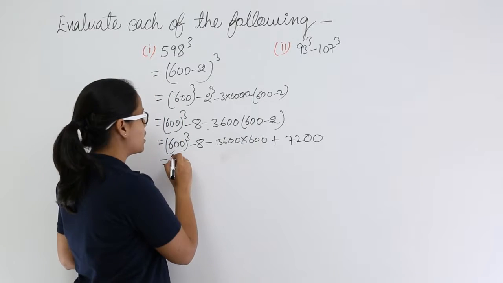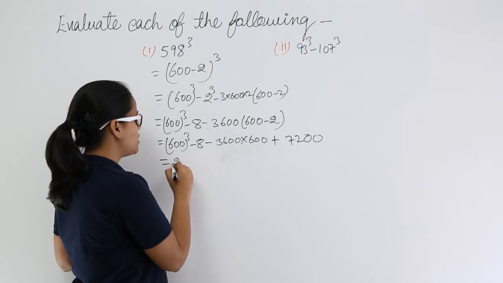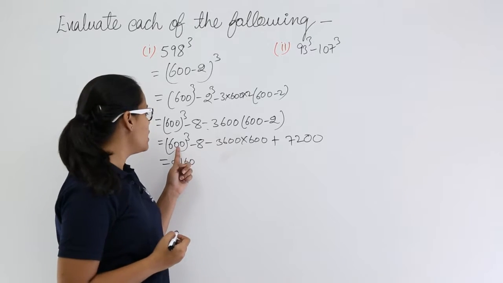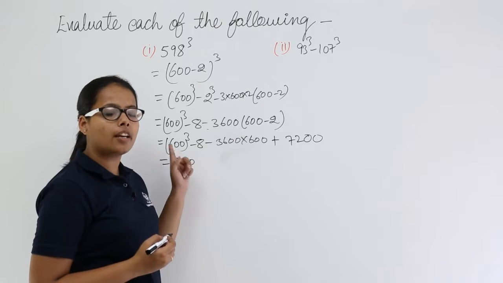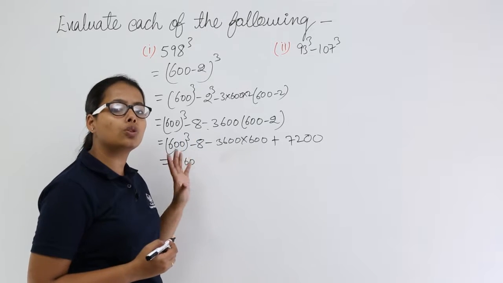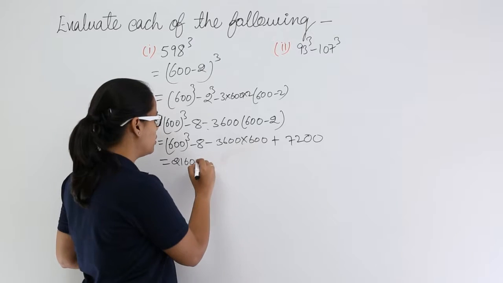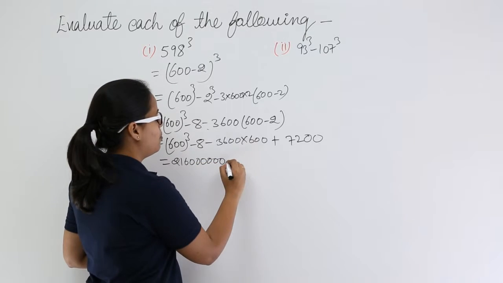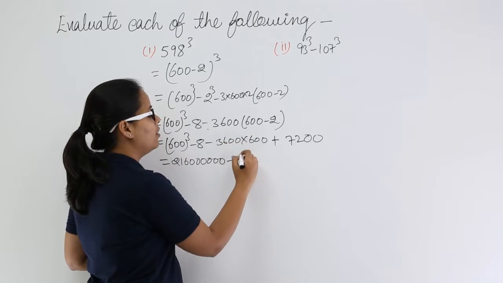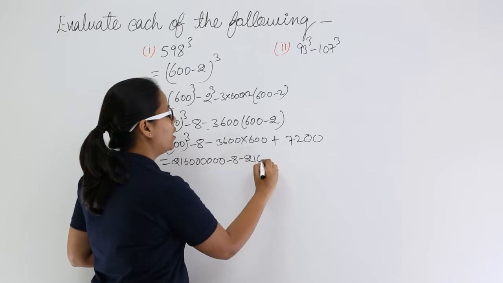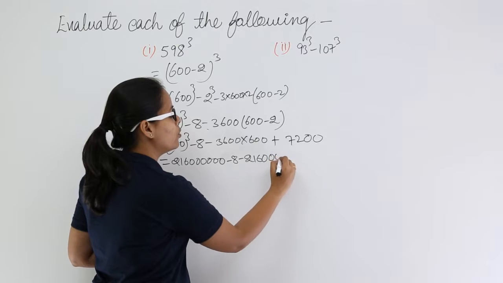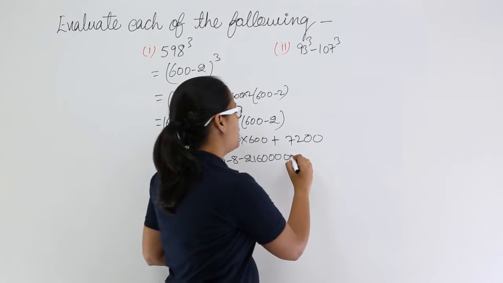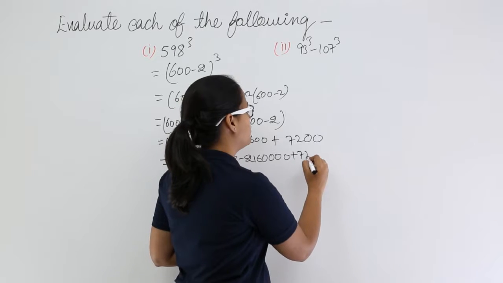Now solving this further, this will give you 6 cube and 6 cube is 216. How many zeros will be there? As you can see here, there are 2 zeros already and you are taking the cube. So these two zeros will become 6 zeros. So let's write down 6 zeros, minus 8. Here you'll get 216. How many zeros? 4 zeros. 2 zeros. 4 zeros are there in the multiplication. Plus 7200.